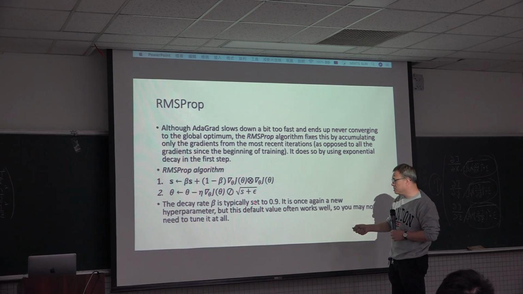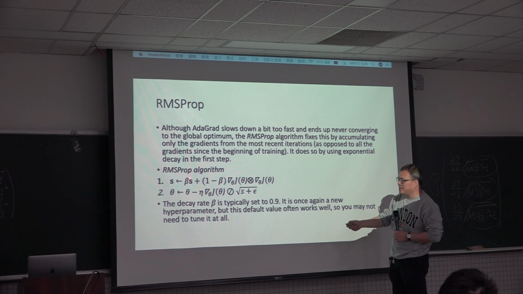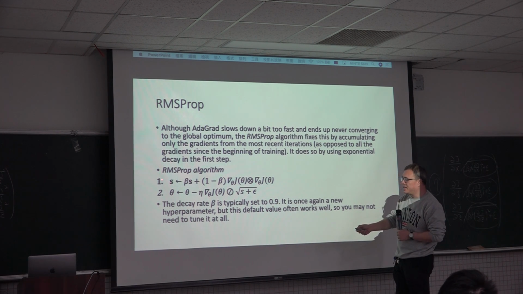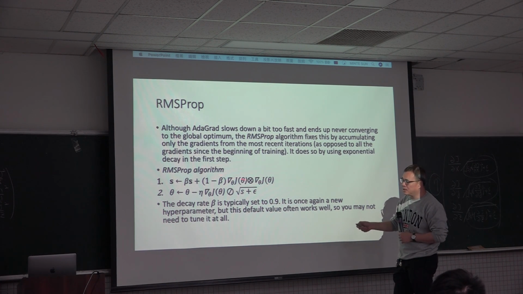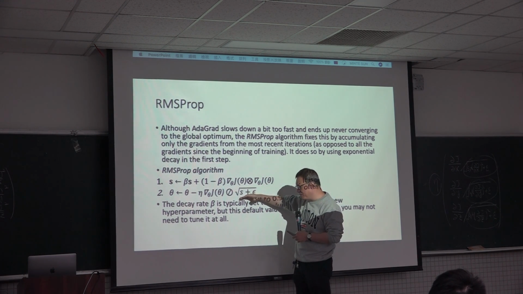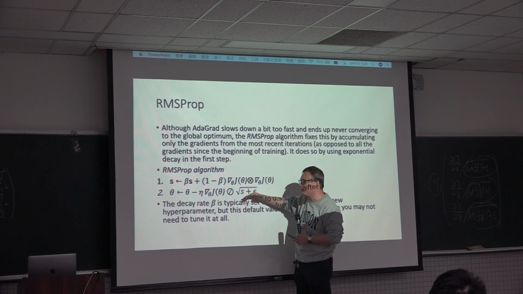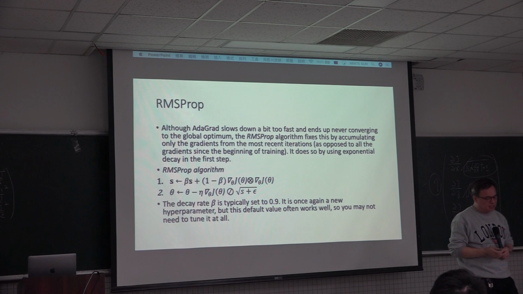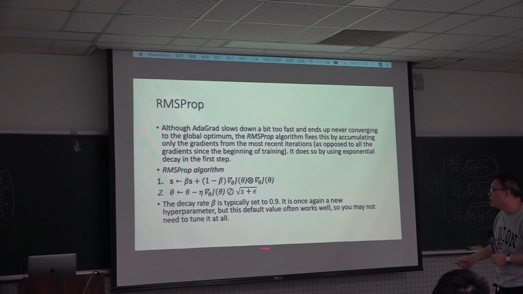The beta is typically set to 0.9. S is still initialized as 0, so initially S is not going to be that big, because 0.9 times S, which is close to 0, plus 0.1 times this term is not going to be that big. But still, the component with a steeper gradient will be divided by a bigger term. The concept stays the same.